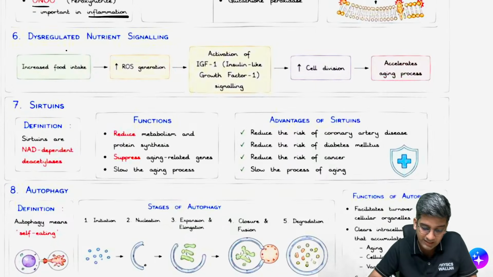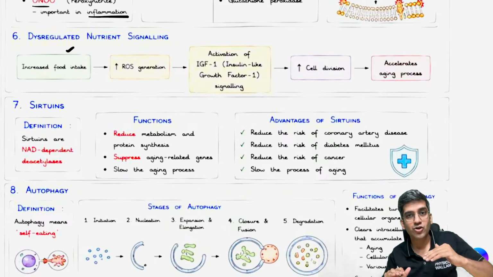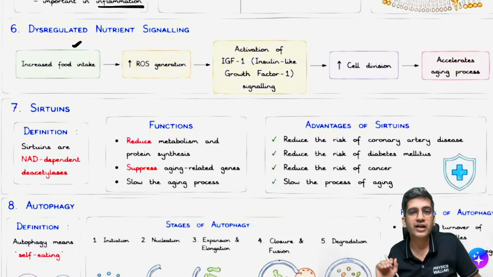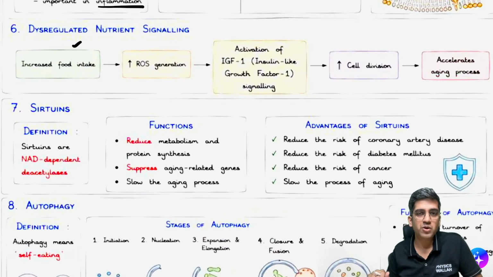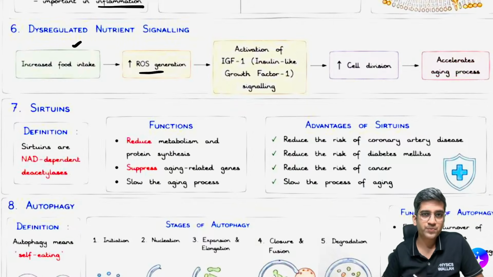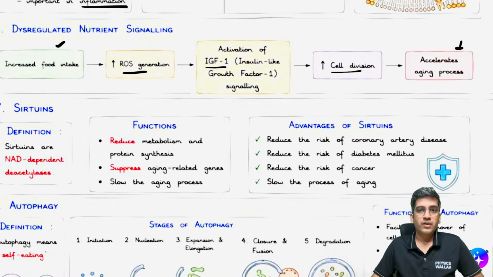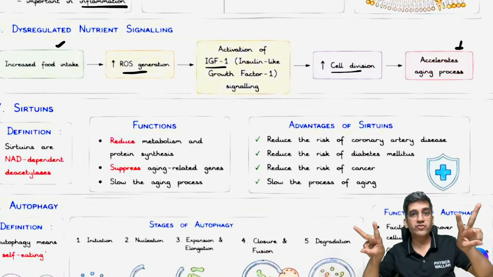So whenever food intake increases, dysregulated, not stopping, junk is good, junk is tasty, let's pop in an entire bottle of Coke, I have a problem. I'll have more reactive oxygen species. Not just that, it will activate insulin-like growth factor, it will increase cell division and accelerate aging. It has two ways of accelerating aging.